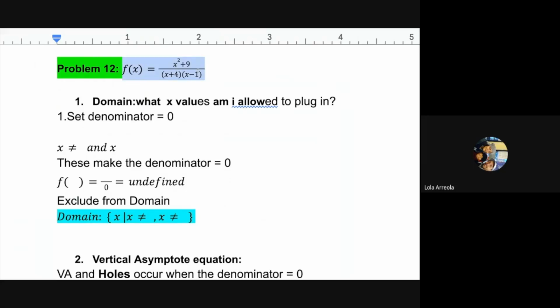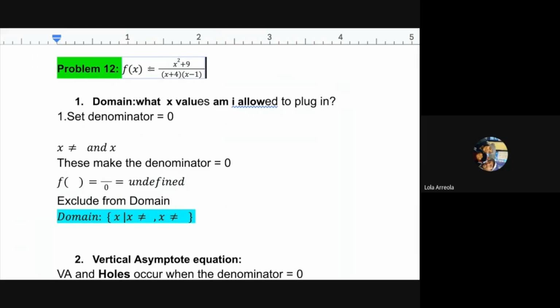For example, with fractions, I don't want my denominator to equal 0. So I have to be careful what x values I plug in here or here. That could potentially make my denominator equal to 0, because if I plug in x and my y is a fraction of a number over 0, then I have a problem. That's an undefined point that I do not want to include in my domain.